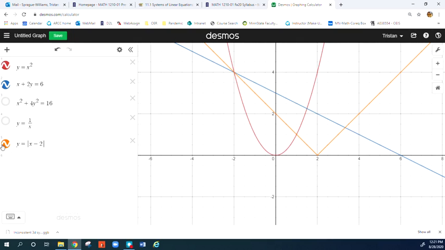So I just kind of wanted to mention that. I think that's about it. That's the concept behind intersection points of graphs and how that relates to systems. So let's dive into some algebra.